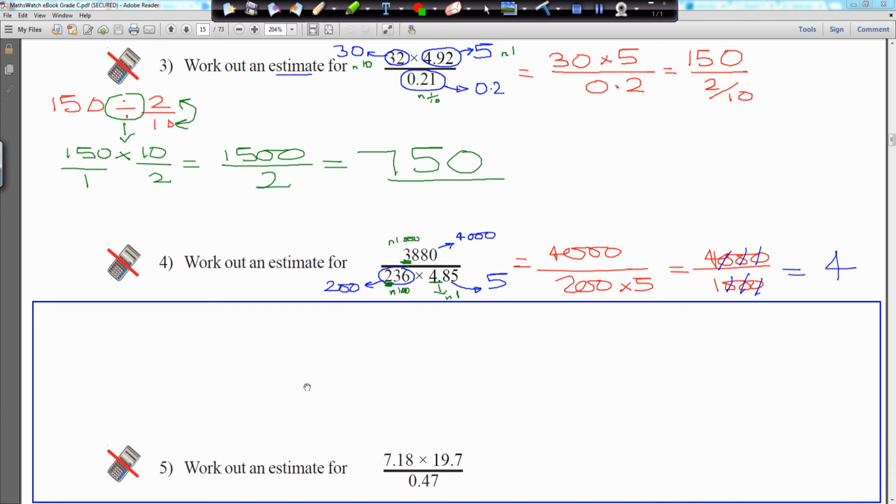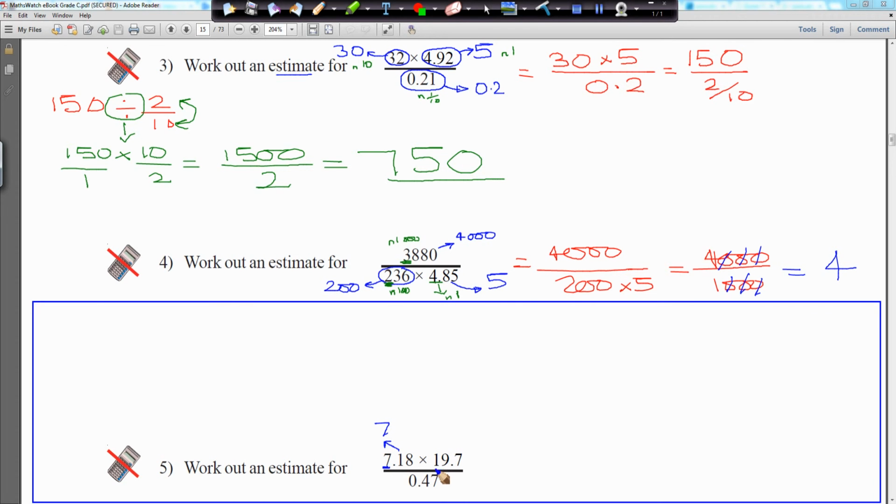Right, so this is the area for question number 5. Just in case I run out of space here, I can go back over here without confusing anything. Right, here we go. So let's have a look. So 7.81, the highest place value is the units. So we're going to round this to the nearest unit. So 7.81 to the nearest whole number is 7.